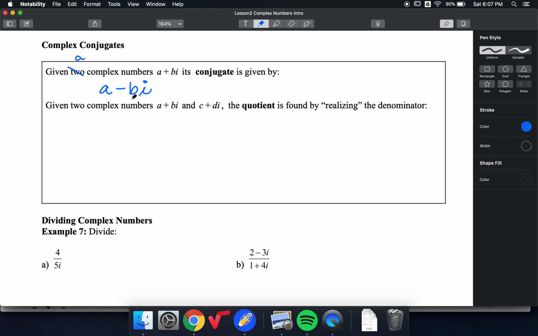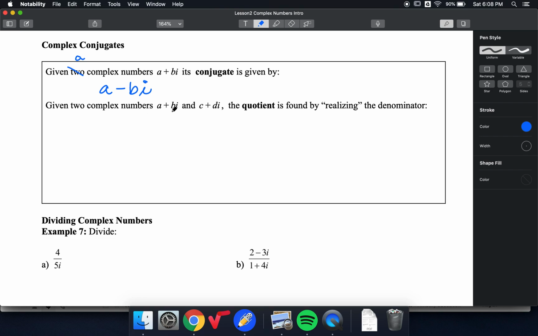I can think about this in remembering the quadratic formula. Quadratic formula, negative b plus or minus square root, and square roots are where I get my imaginary numbers. So it's the plus or minus that forms the pair, and so we call those a conjugate pair.